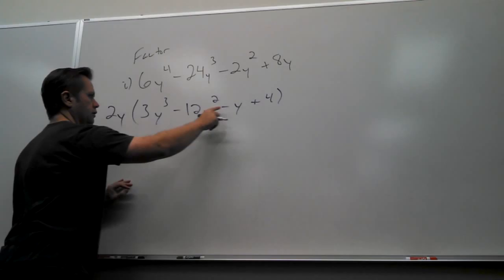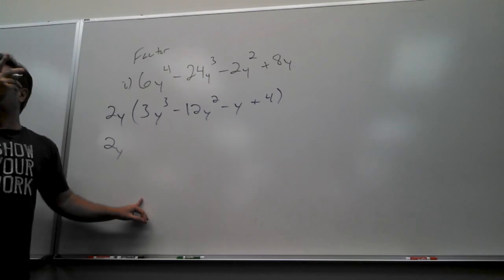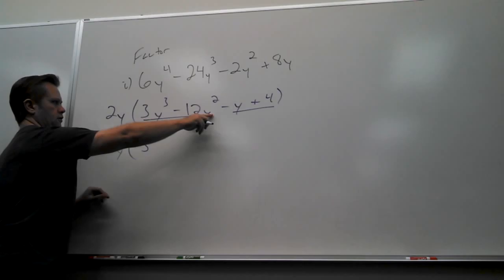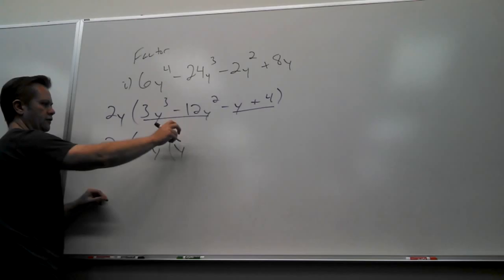But grouping, because there's 1, 2, 3, 4 terms. So these two group. What comes out of these two? Good, 3. Good, and 2 y's, I like it. So what's left? We have 1 y's left here, minus? Good, because he took his 2 y's away.